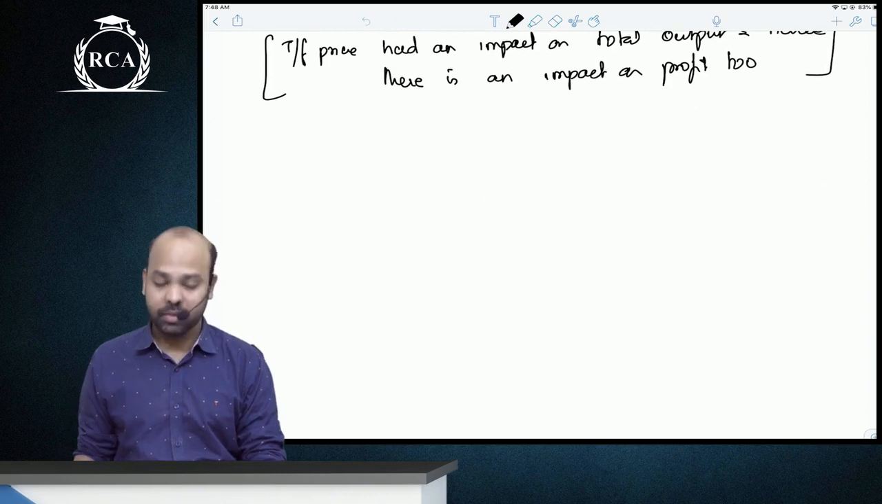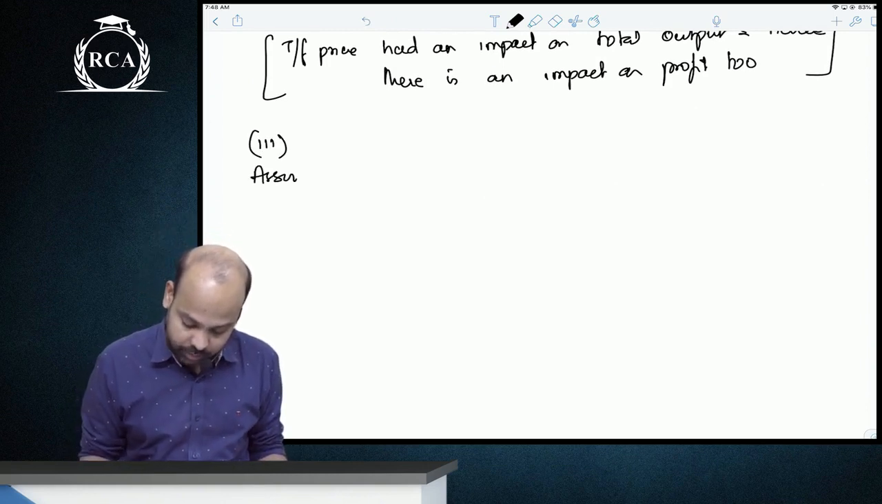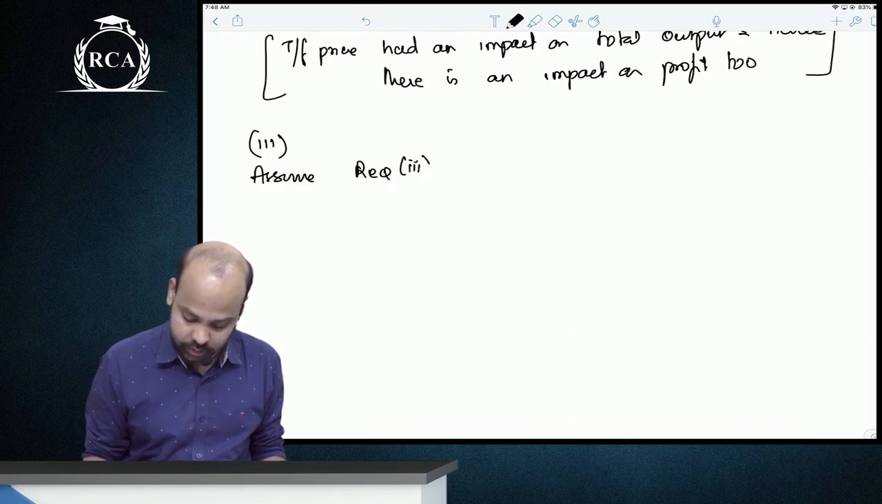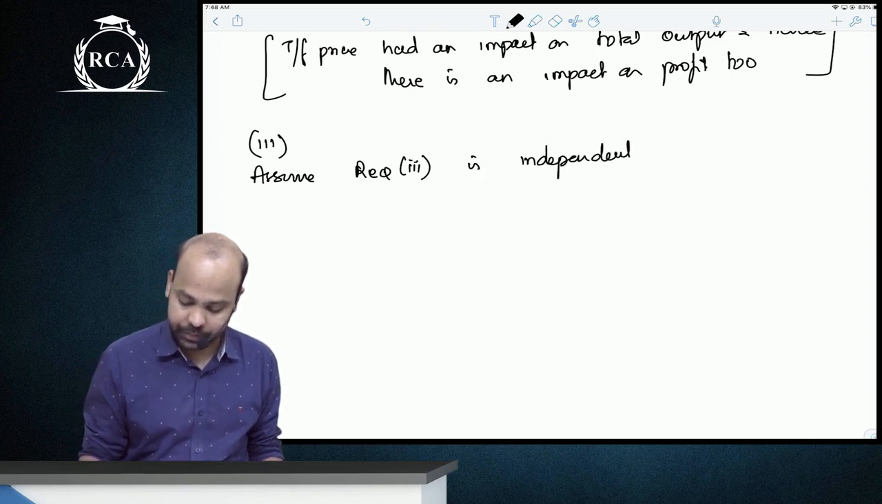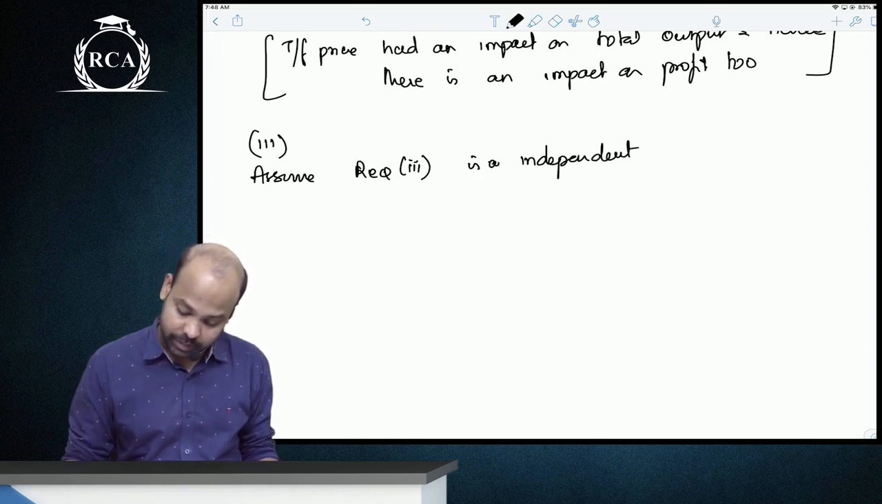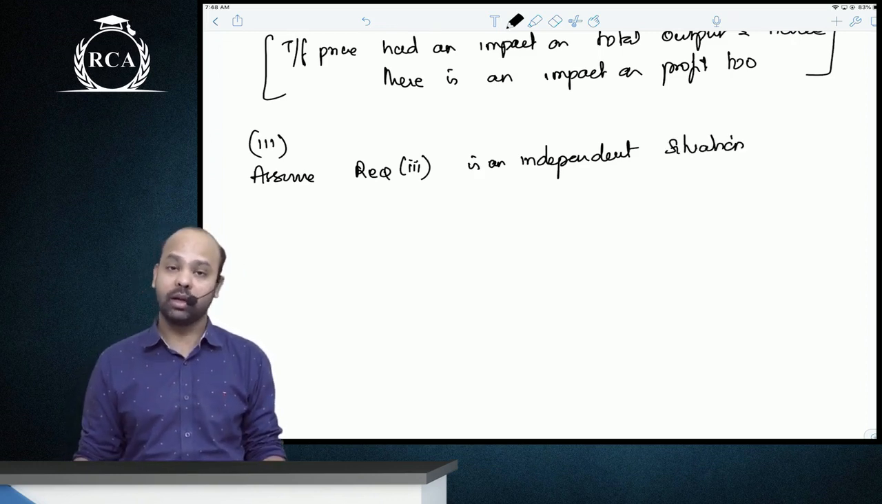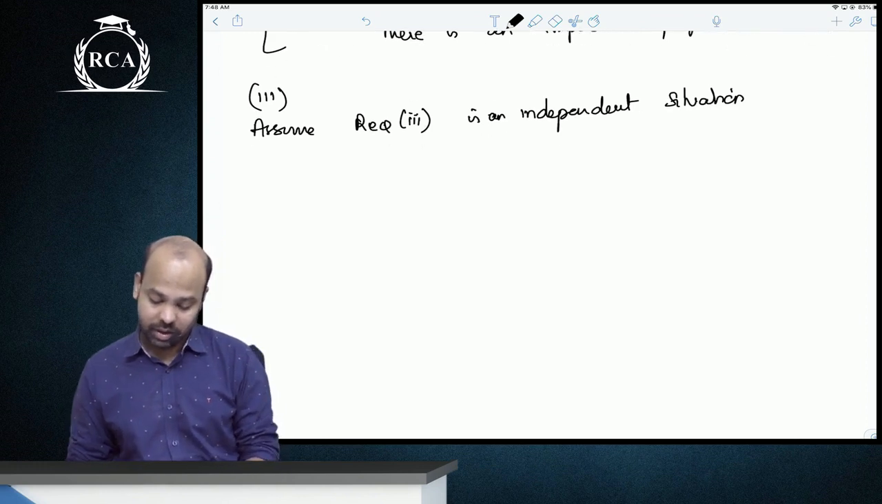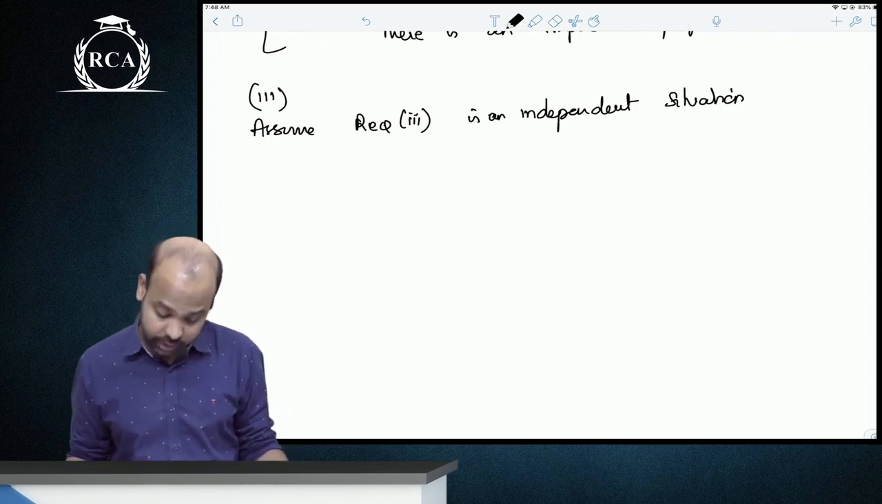Guys, requirement 3, beta, is assumed to be independent. Please assume requirement 3 is independent of the earlier requirements. It is an independent situation. मतलब पिछले bits को related नहीं है guys. Now what is happening, beta, is here we will compare profits with part 1, guys.